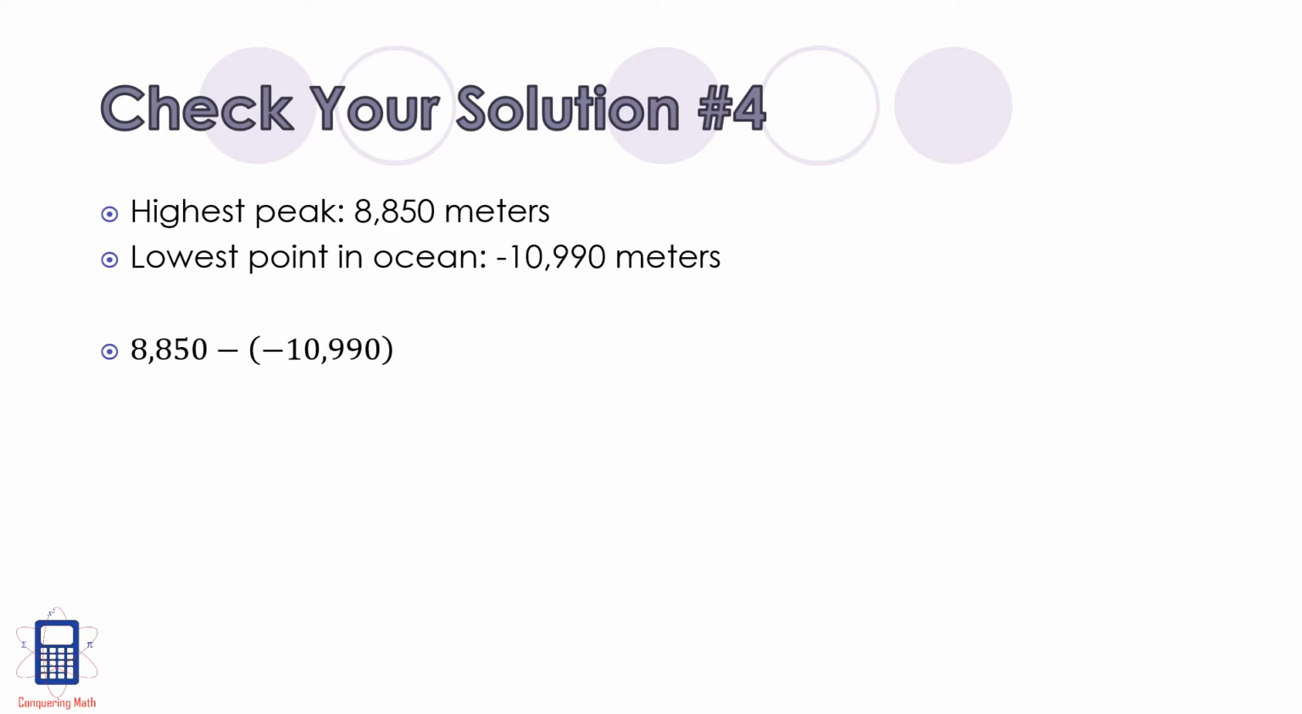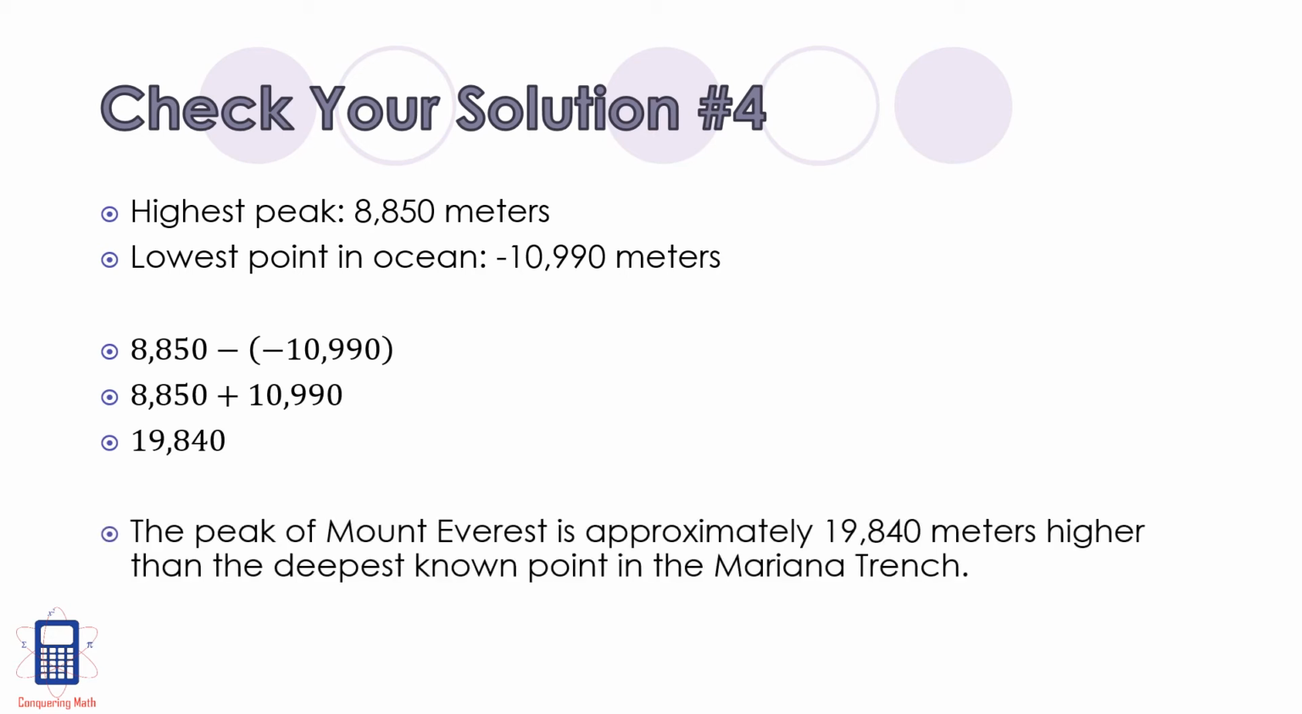Since we're subtracting a negative number, we'll change the subtraction to an addition sign and change the negative number to a positive number. So we have 8,850 plus 10,990. And once we add those together, we'll find a grand total of 19,840. So the peak of Mount Everest is approximately 19,840 meters higher than the deepest known point in the Mariana Trench.